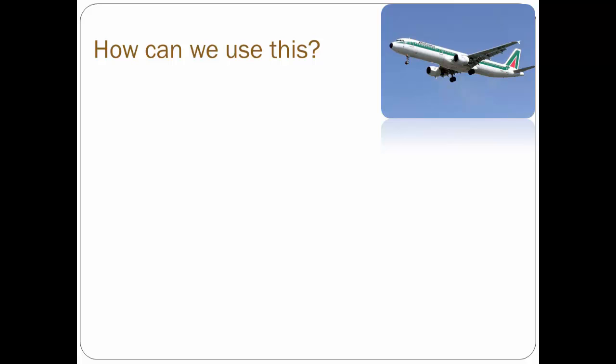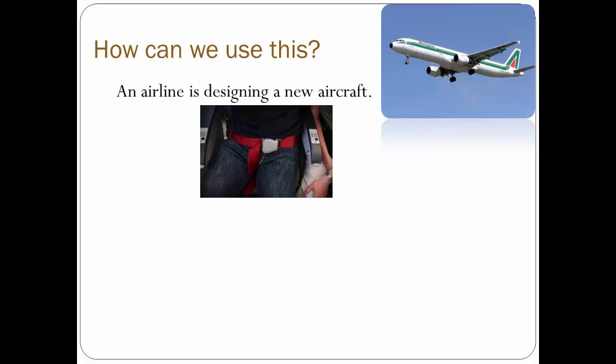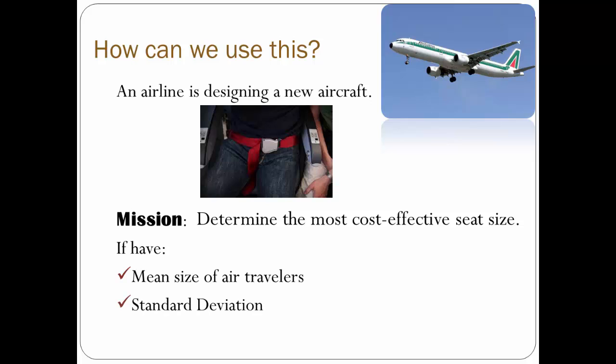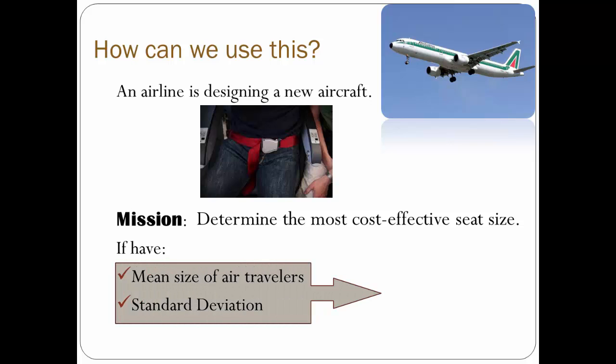Another example, assume an airline is designing a new aircraft and is looking at seat size. At this time, the average economy seat width is 17.8 inches. They know that they can't provide seats that all 100% of their passengers will fit in, but they want to be able to accommodate most of their potential air travelers. As airlines want to make a profit, their mission is to answer the question, what is the most cost-effective seat size? If they know the mean size of air travelers, likely determined from a sample of air travelers, and the standard deviation of the sample of air travelers, then they can design their seats accordingly.